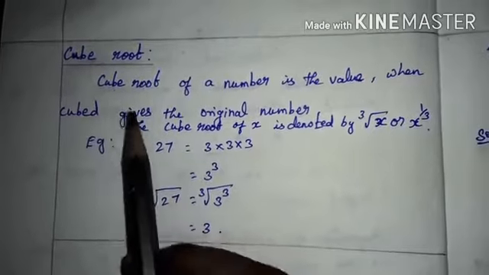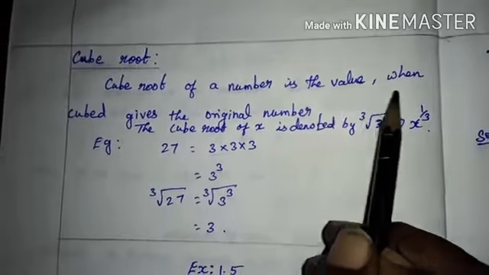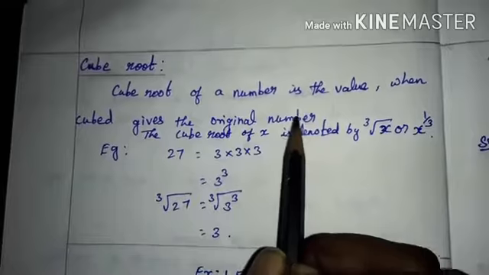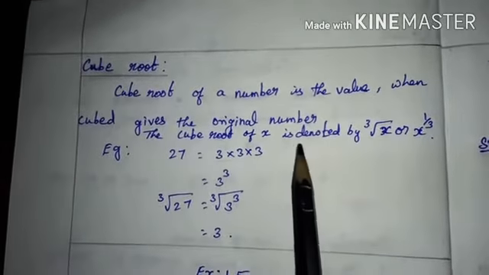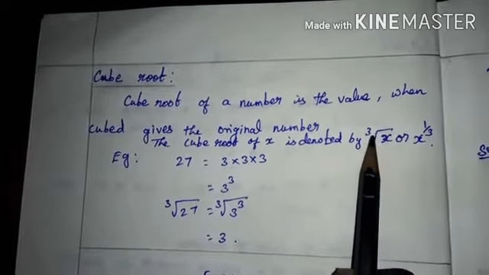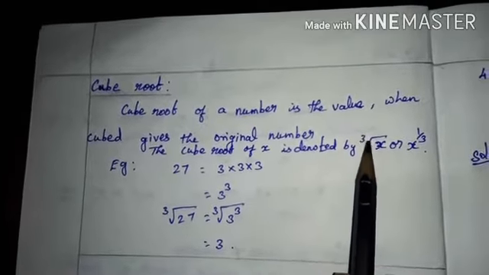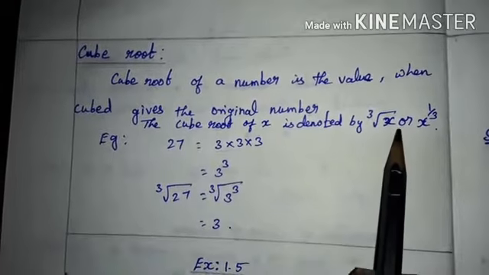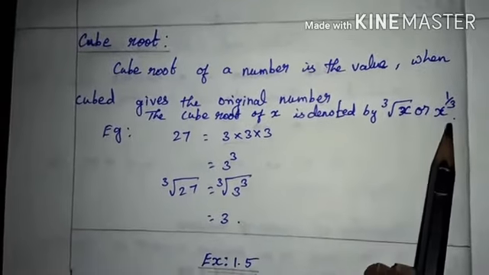Next is the cube root. The cube root of a number is the value which, when cubed, gives the original number. The cube root of x is denoted by the root symbol with 3 written on it. That means cube root of x, or x power 1 by 3.